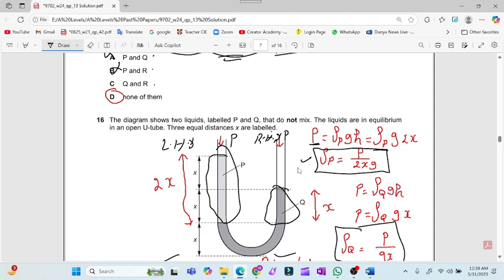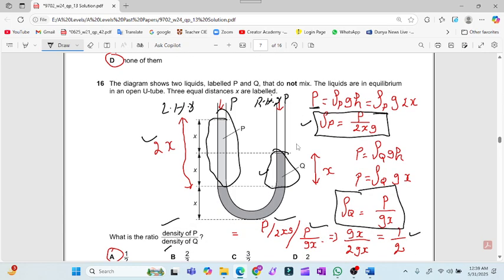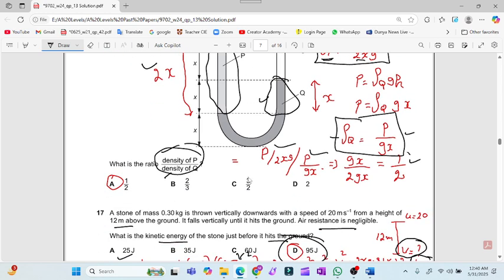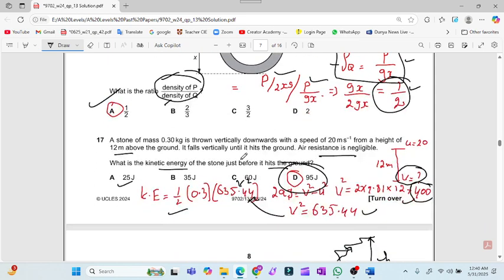Now for P, the distance traveled is 2x, and for Q, the distance traveled is x. The pressure in a liquid is P equal to rho g h. So I will make the density the subject for liquid P. Why will I do this? Because I require the density ratio. So the density of P is equal to pressure over 2x into g, and the density of Q is equal to P over gx. I will substitute these values in the expression, and I will get the answer, which is equal to 1 by 2. That makes option A the valid option.